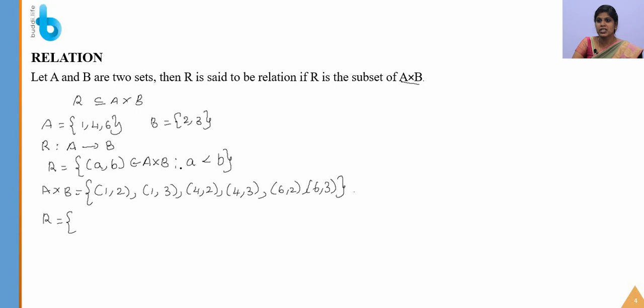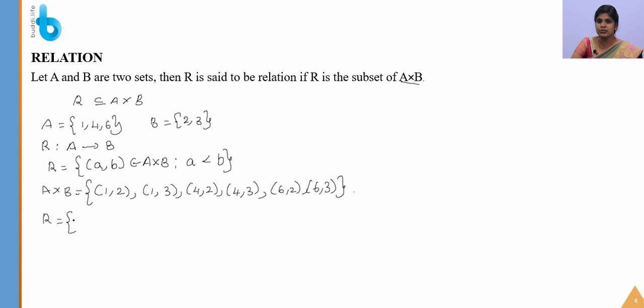We will see. A should be less than B. That is, the first elements are going to be A, the second elements are going to be B in each ordered pair. Okay. Check whether each and every element has the first number as less than the second number. If it is there, you can include it in this relation.